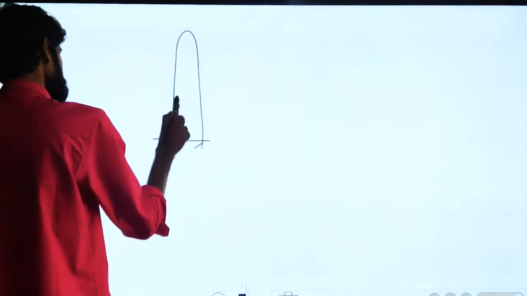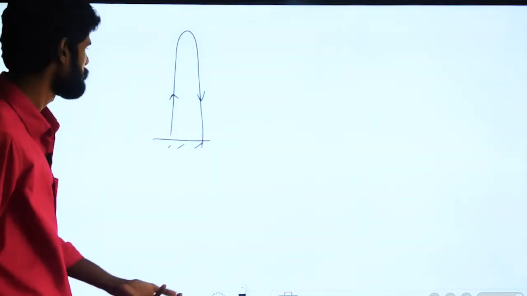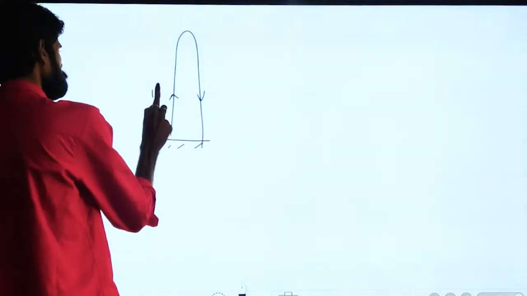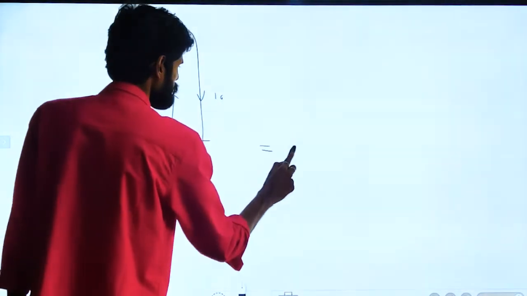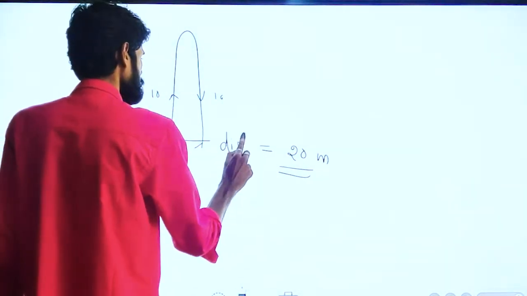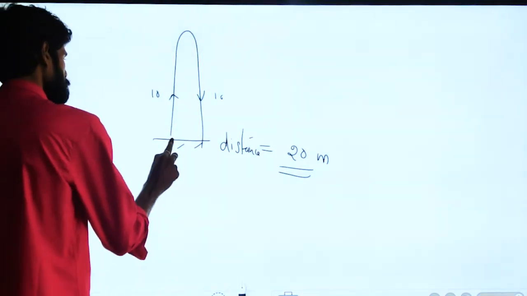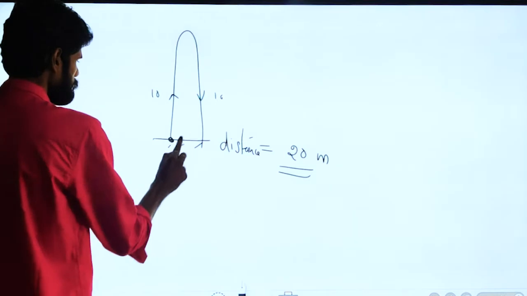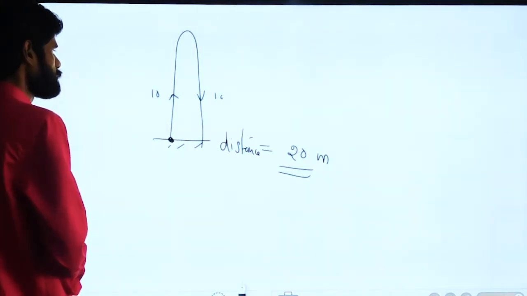Another example. An object is projected vertically upward and returns back to the same point of projection. How to find the distance and displacement? Suppose this is 10 and this is 10. Just the path length: 10 plus 10 is equal to 20. 20 meter is the distance. How to find the displacement? This is the initial position, this is the final position. The body occupies the same position after covering some distance.